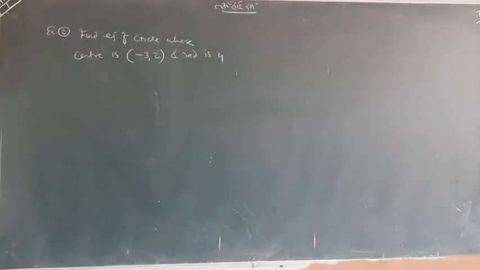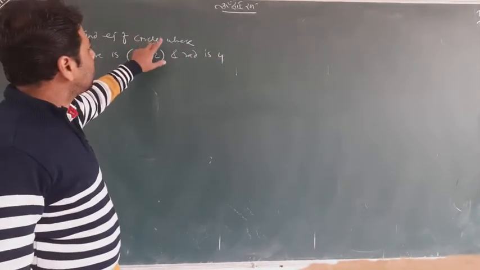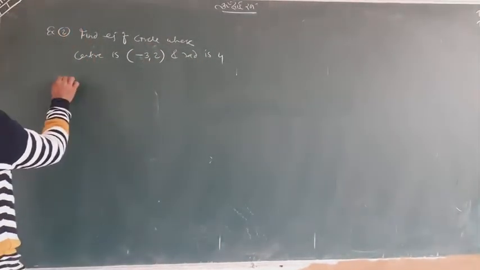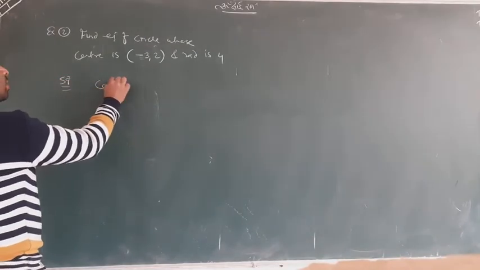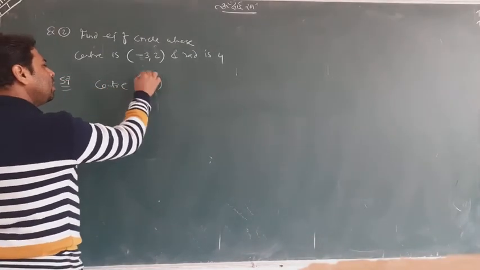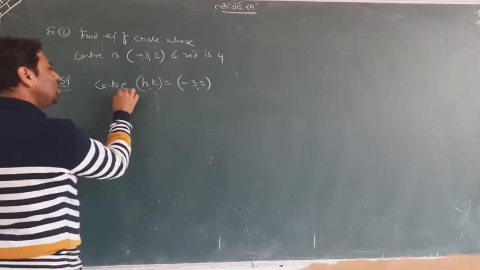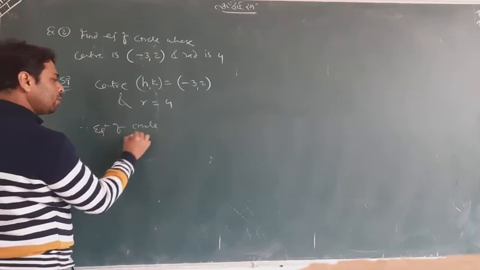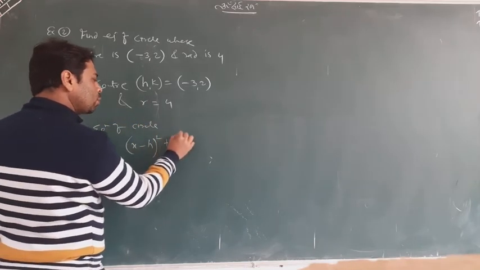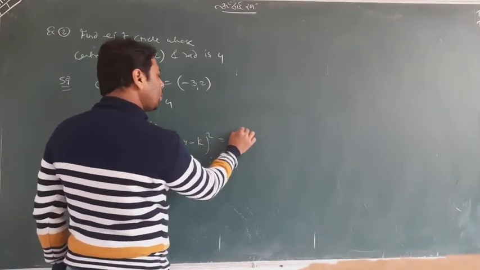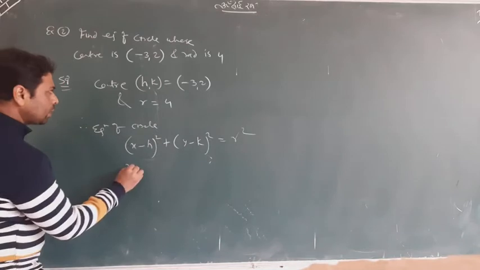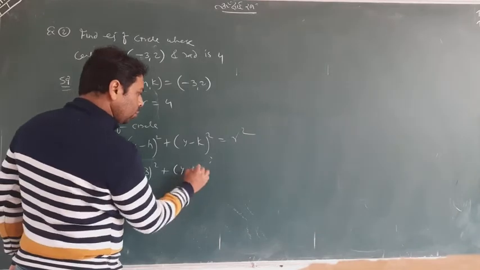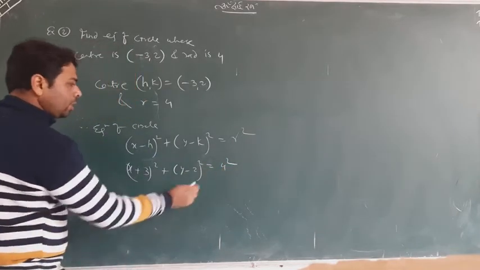Now read the question. Find the equation of the circle whose center is given and radius is given. So the center is definitely (h, k). Solution: center (h, k) is (-3, 2), radius is 4. The equation of the circle that we have to find is given by x minus h whole square plus y minus k whole square equal to r square. Now put in the values: x plus 3 whole square plus y minus 2 whole square equal to r square, and this is 16.